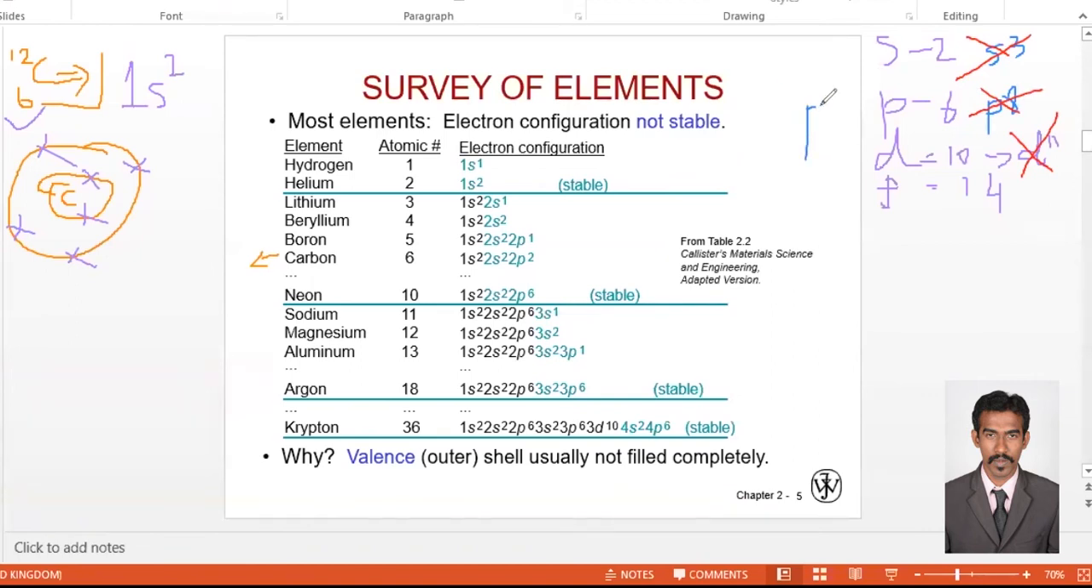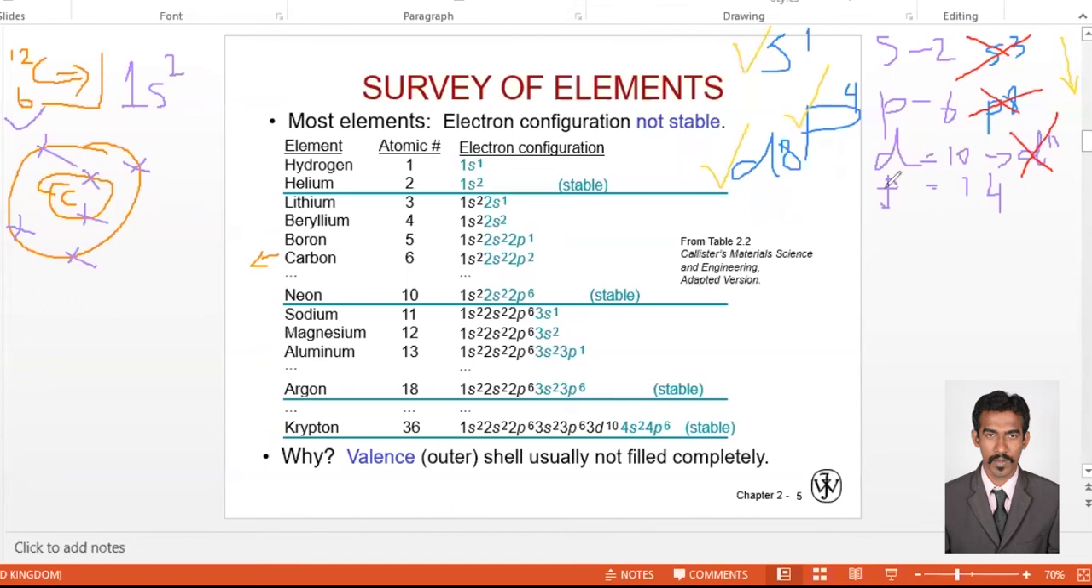So if we write p4, s1, or d8, this is correct. Why? d8 is correct, p4 is correct, and s1 is also correct, because the maximum it can have is s means 2, p means 6, and d means 10. Below this, any number is fine. But if it is d11, that is wrong. Then it must be d10 and f1. So it will go in this order: if s is finished, then we go for p. If p is finished, then we go for d.